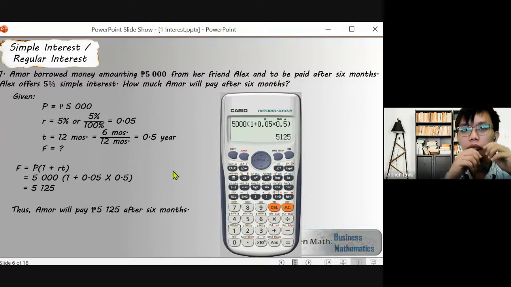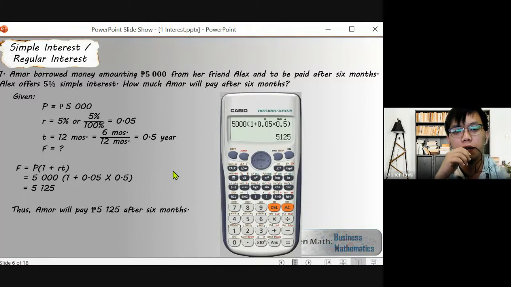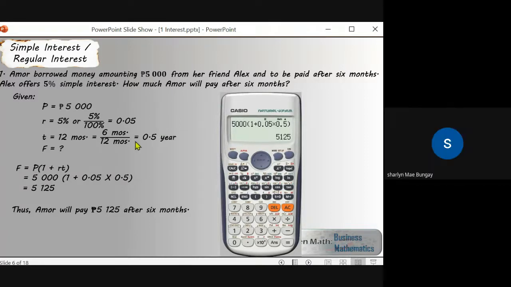Do you have any clarifications or questions on our first example before we proceed with the second one? Sir, yes sir, how did you get the 100% and 12 months?